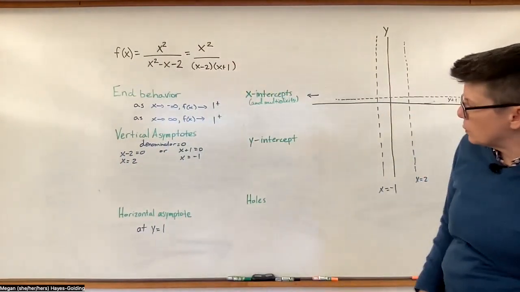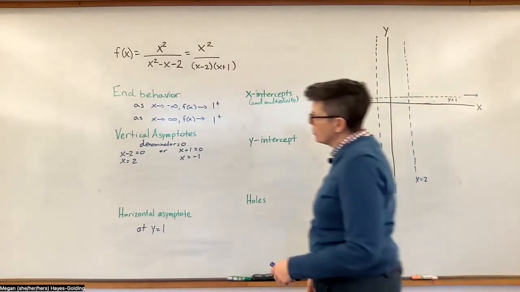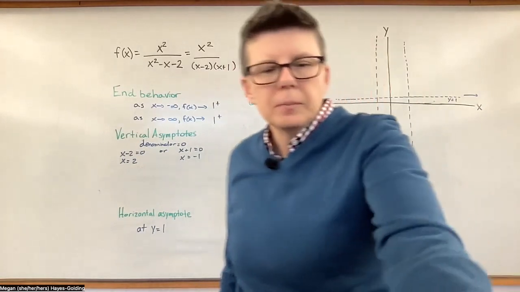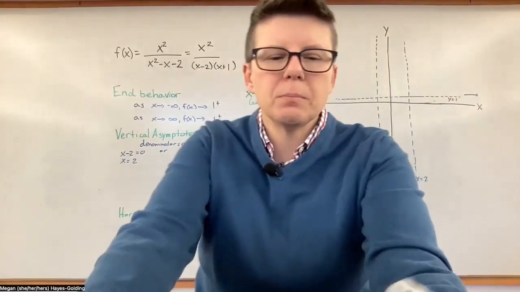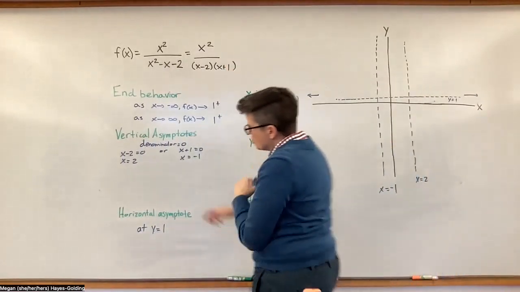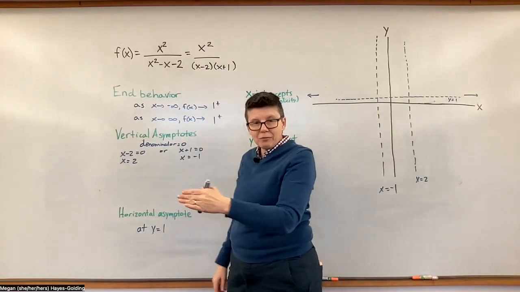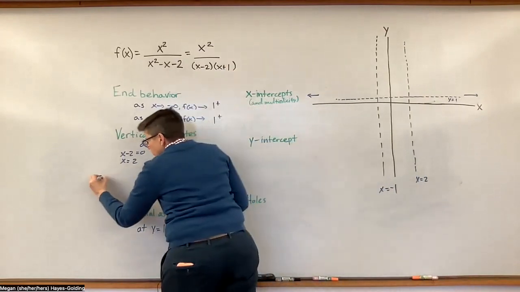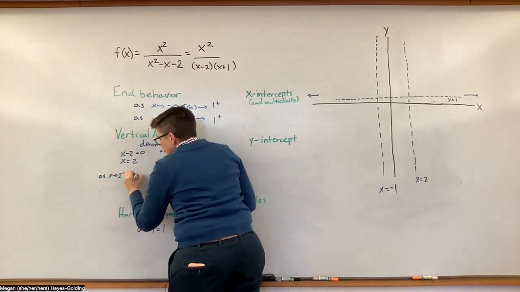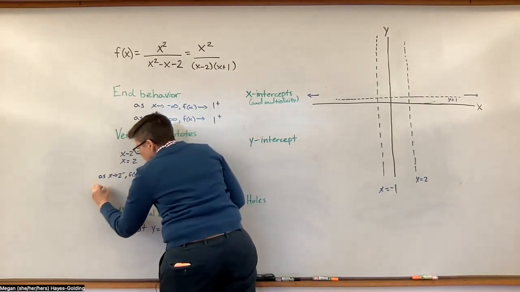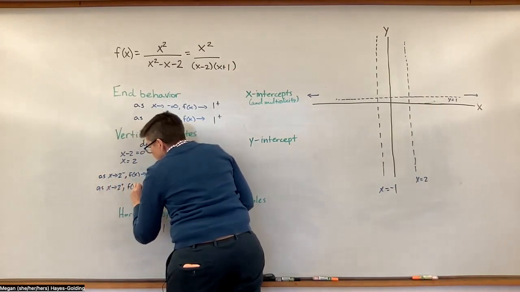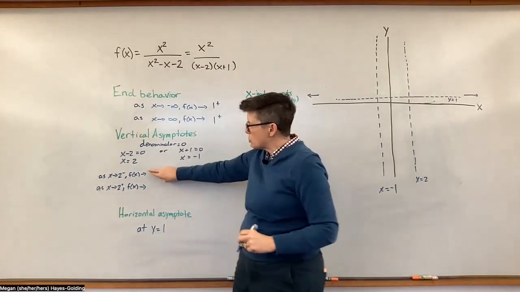All right, let's see, where were we? We were looking at behavior right around the vertical asymptotes. Let's take a look at what that's going to be. So as x approaches 2 from the left side, f of x approaches, so we're looking at the first case.